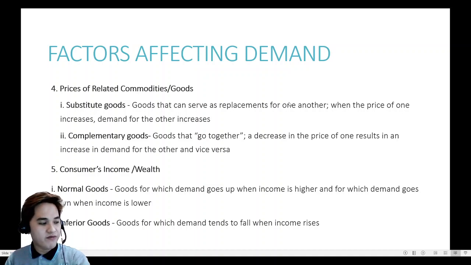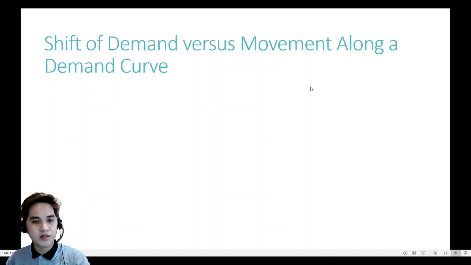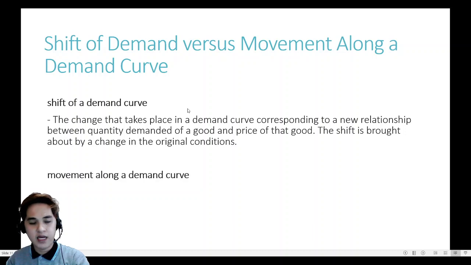So those five are the factors affecting demand. Alright, so be careful with the definition, especially between demand and quantity demanded. So, shift of demand versus movement along the curve.